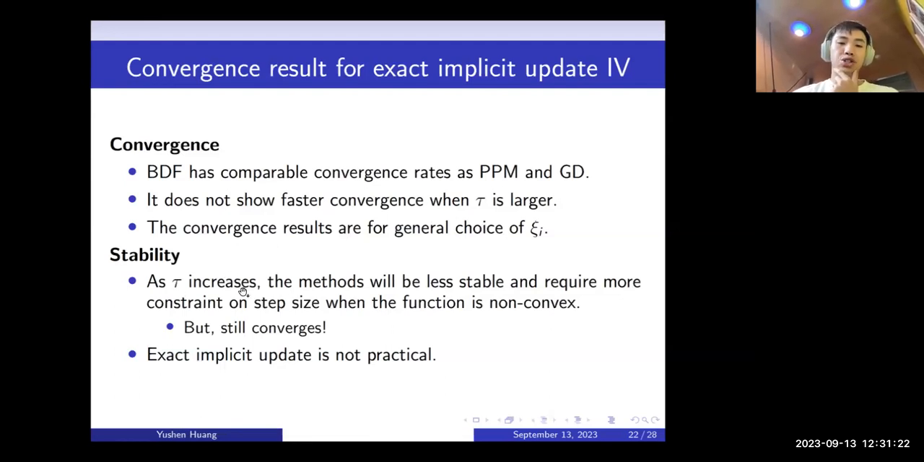And for the stability issue, as tau increases, the method will be less stable and require more constraint on the step size when the function is non-convex. That's the reason why we only talk about the first BDF schemes, because after 6th order BDF, it actually isn't stable anymore. And there's also an issue that exact implicit update is not practical at all. So it leads us to consider these inexact update results.